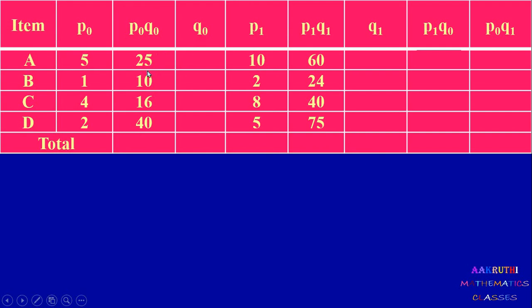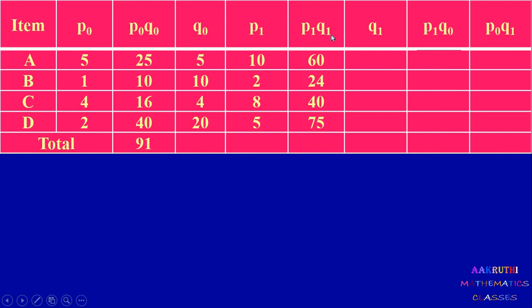Now first we add all these, that is summation of P0 Q0. It is 25 plus 10 plus 16 plus 40, we get 91. Summation of P0 Q0 is 91. Next we calculate Q0, which is P0 Q0 divided by P0. 25 by 5 is 5. 10 by 1 is 10. 16 by 4 is 4. 40 by 2 is 20. Therefore Q0 is 5, 10, 4, 20.